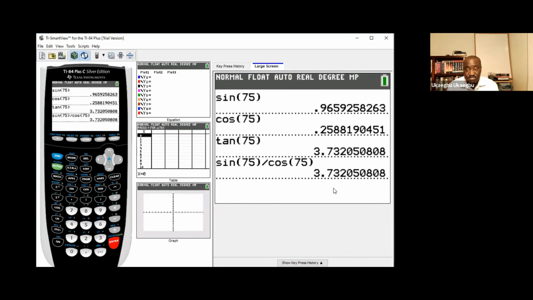So sometimes you may be given the sine of an angle and the cosine of an angle, and you'll be asked to find the tangent of the angle. All you need to do, going forward, is know that the tangent of that angle is exactly the same thing as dividing its sine by its cosine. Period. End of story. So let's go back to the other screen.